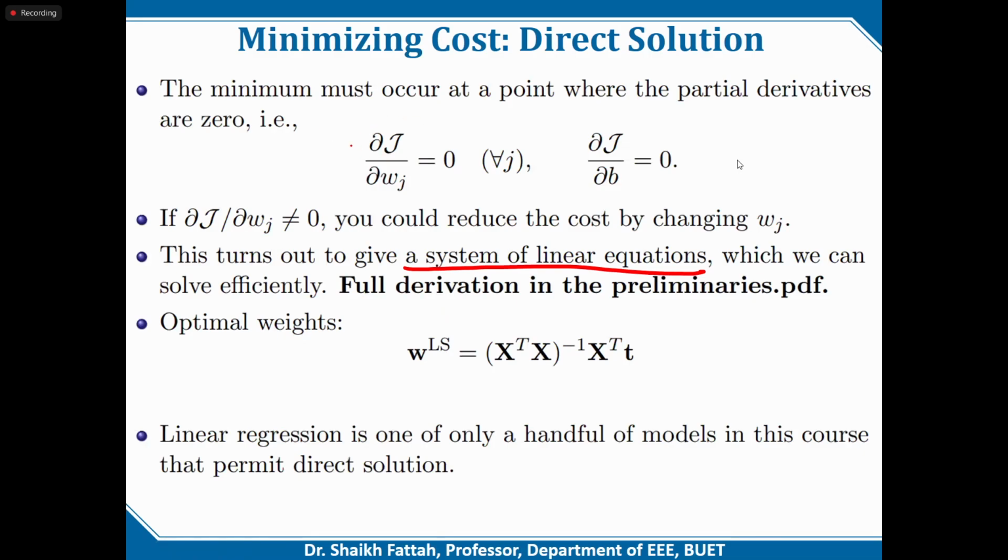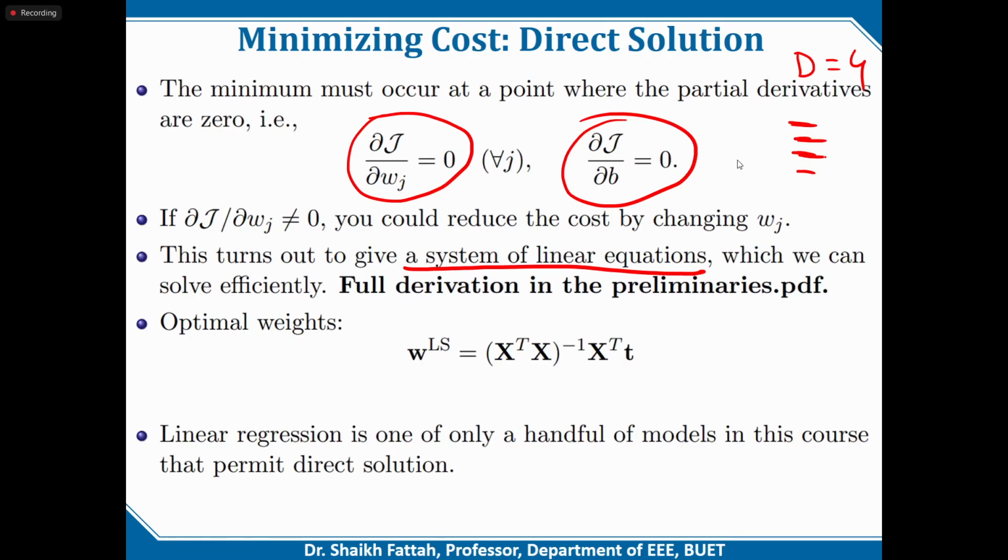So if you do this, and del j del b, as I said, 1, 2, 3, 4, depending on the dimension. If the feature dimension is 4, you'll get 1, 2, 3, 4, and then b. A set of linear equations will be given. Then what do you have to do? If you have 4, then w 1, 2, 3, 4 and b, so 5 linear equations will come. You have to solve them efficiently.